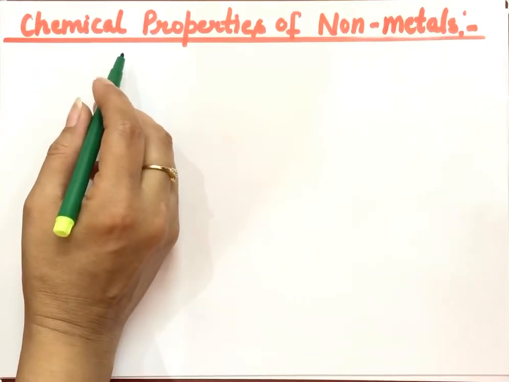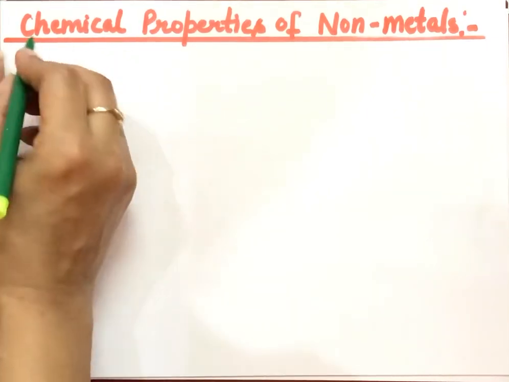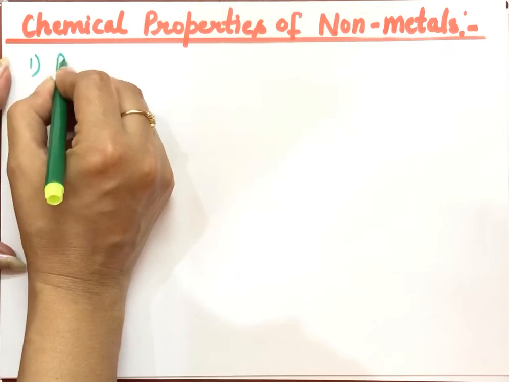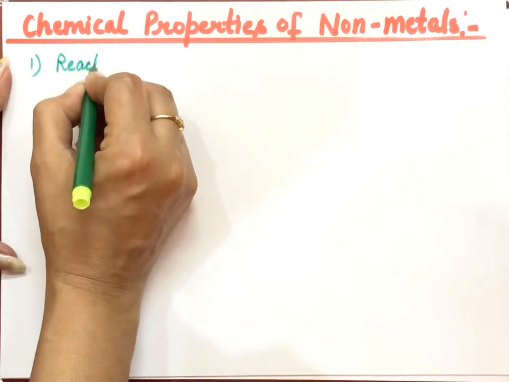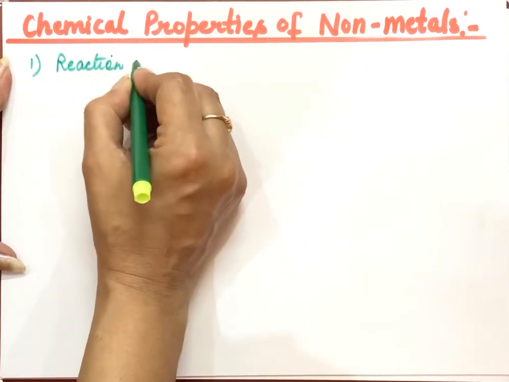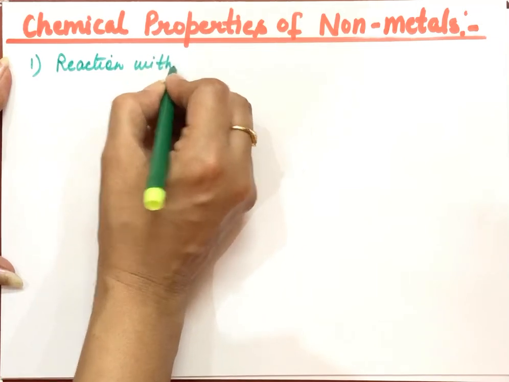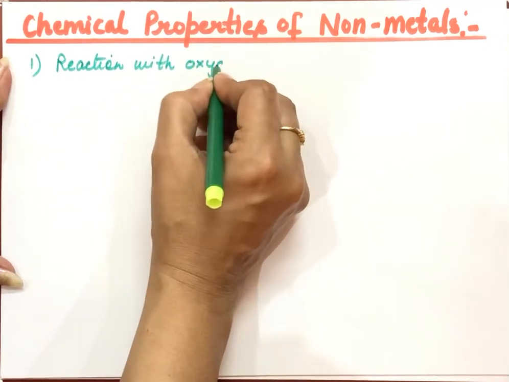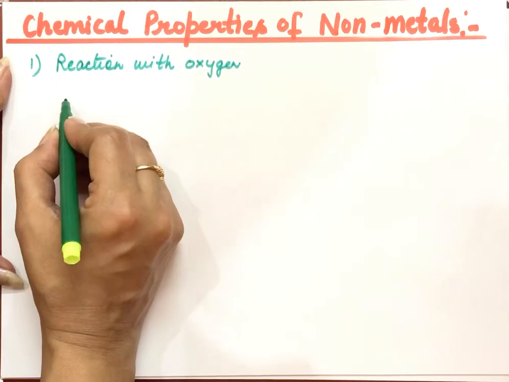The topic is chemical properties of nonmetals. So the first chemical property of nonmetals is reaction with oxygen. Like metals, they react with oxygen. Nonmetals also react with oxygen and they form nonmetal oxides.